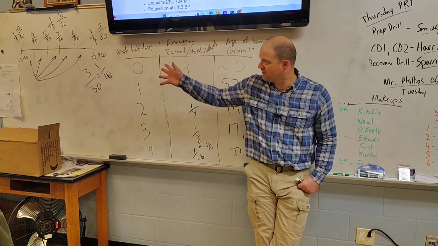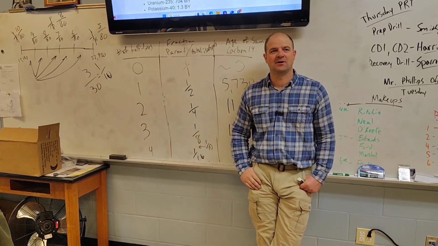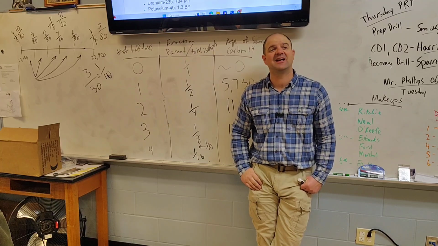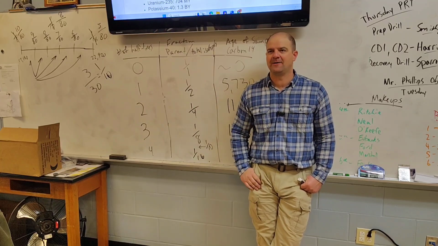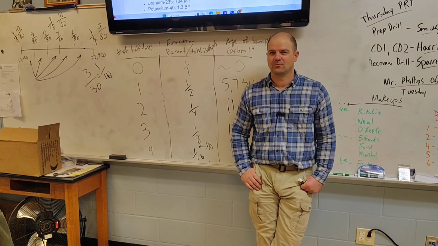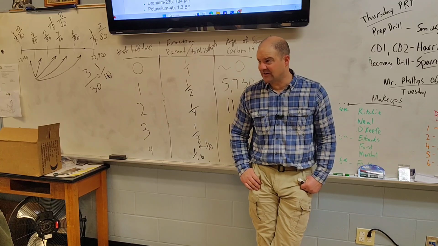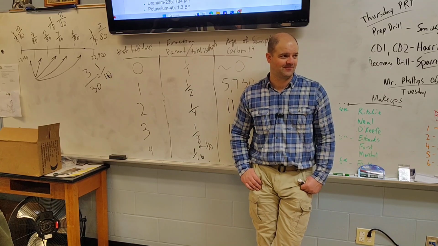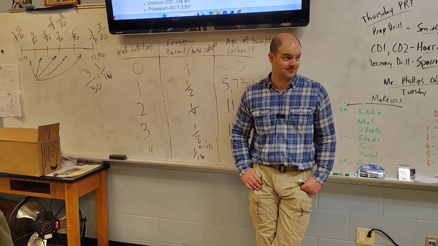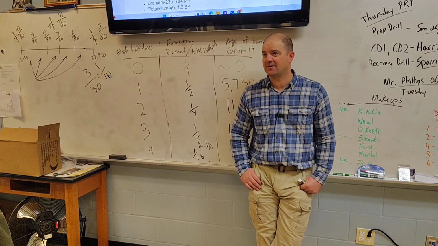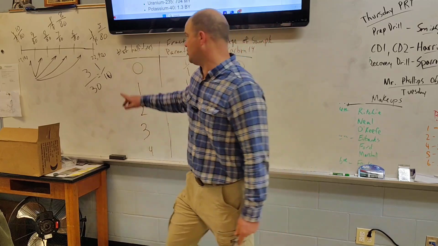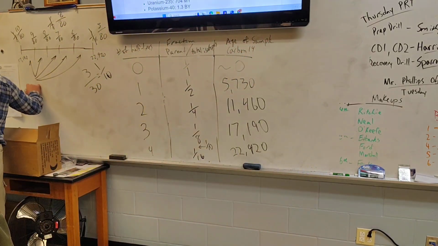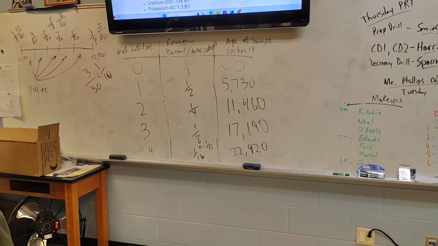Aren't we taking the total amount of time on our timeline and dividing it by 5? Because that's what we physically did, right? So what is 5,730 divided by 5? 1,146? Is that what everybody got? So each of these increments is 1,146 years of time.